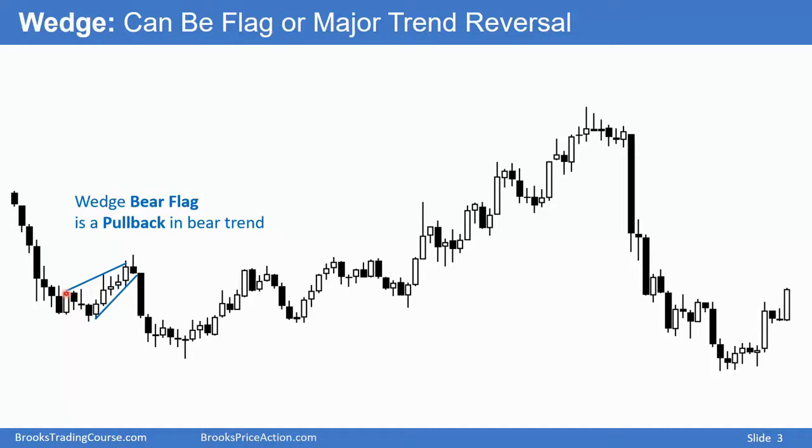It does not matter that the beginning of the bear flag began before the bull trend ended. That's common for the market in transition from a trend into a trading range or a trend into an opposite trend for the transition to begin before the trend ends. A wedge bear flag is a pullback, and that means chances are the bear trend will resume.